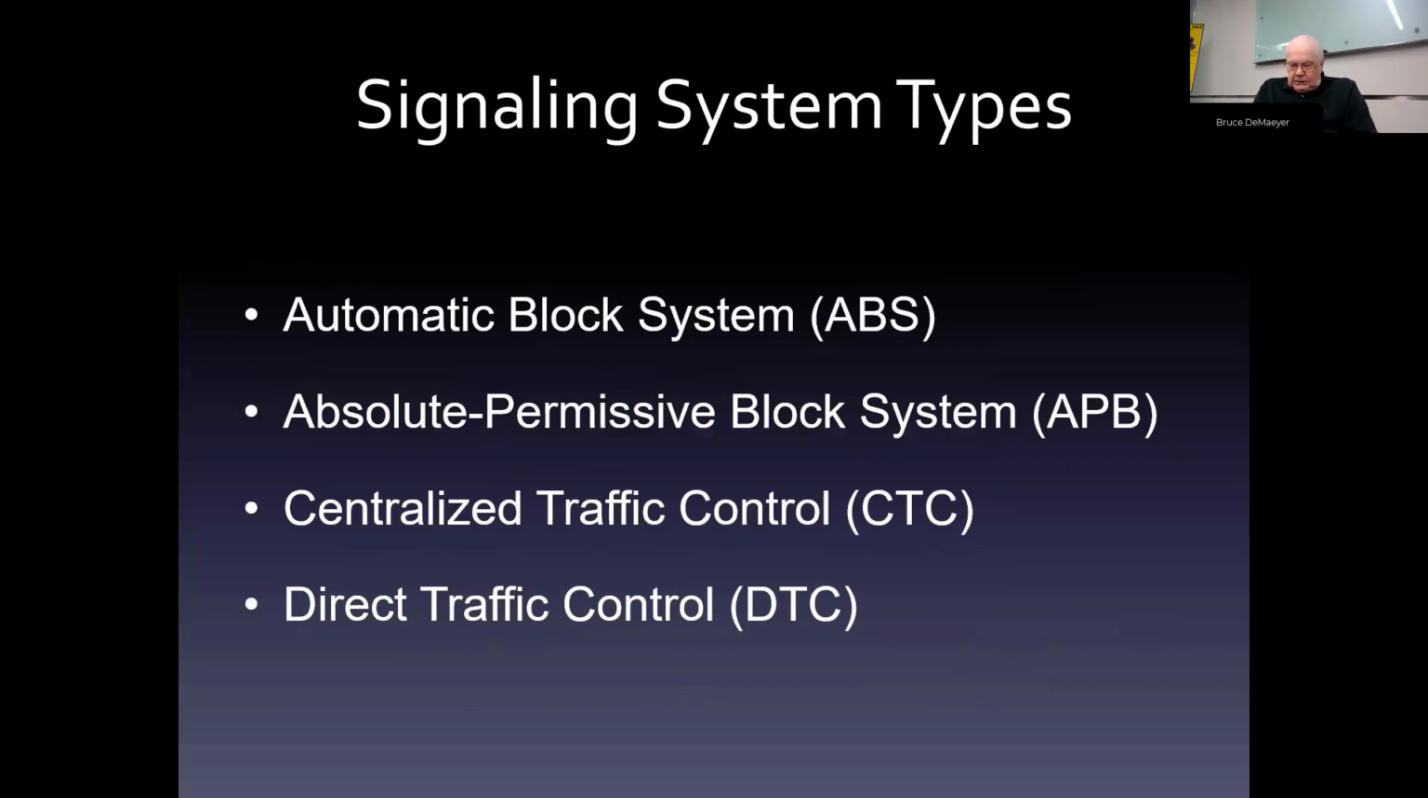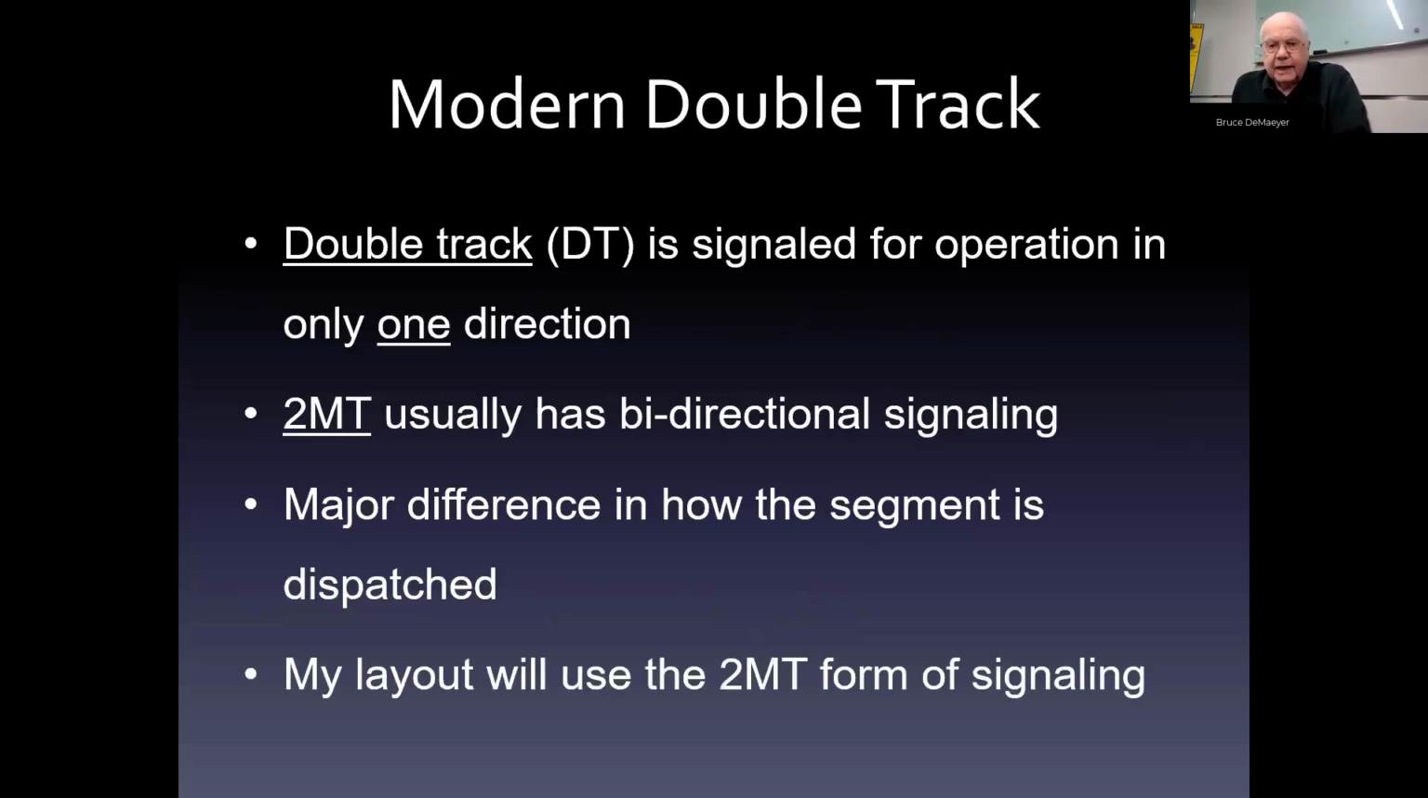There are in this current world a lot of different types of signaling systems. There's the automatic block system, the permissive block system, centralized traffic control, and direct traffic control. And they're all well defined in any of the signaling books that you can get. But it is what begins to make the subject very complex. And so how do we do something that removes some of that complexity?